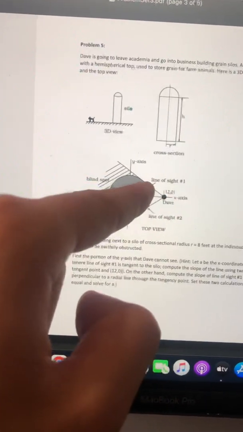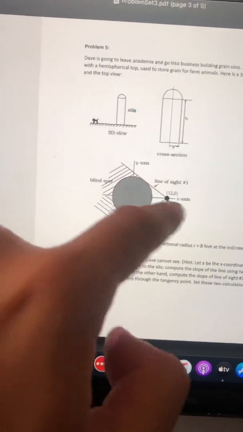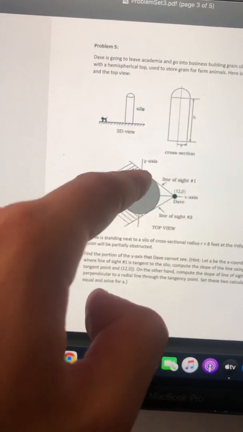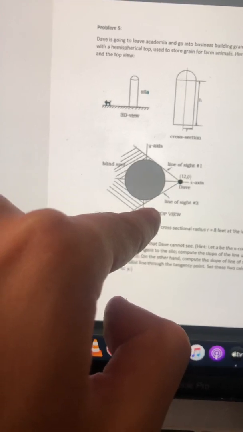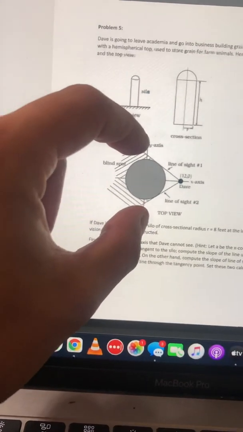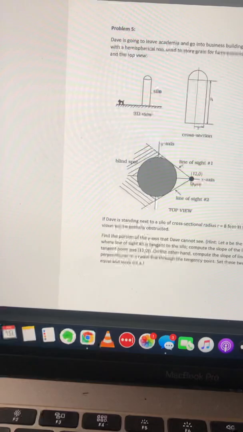His line of sight to the silo is going to be here. This line of sight is going to intersect the y-axis at a certain point. This line of sight 2 is going to intersect the y-axis at a certain point. We need to find the portion between those 2 points to get our answer.